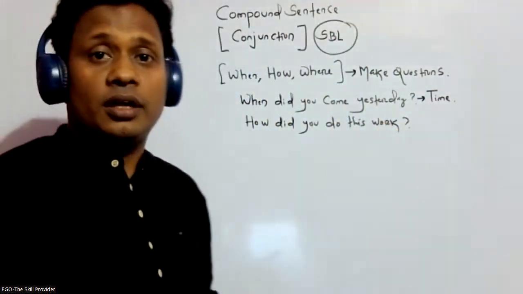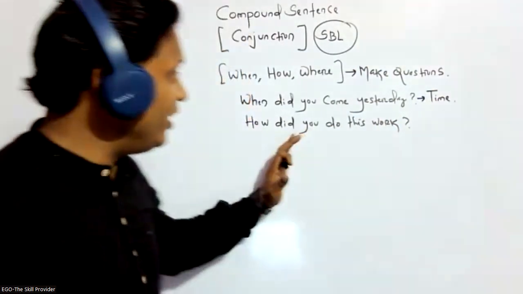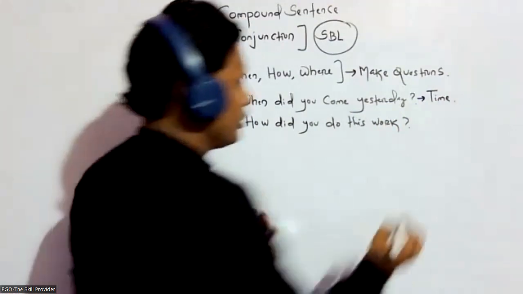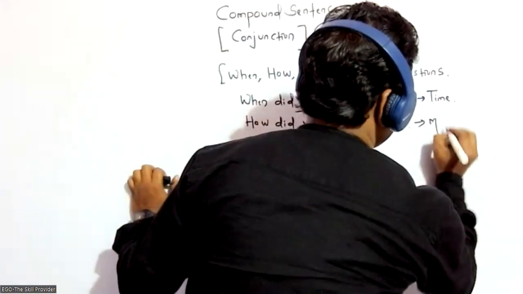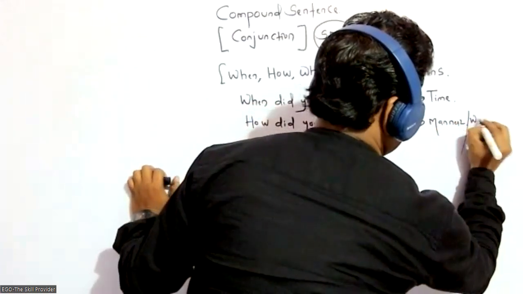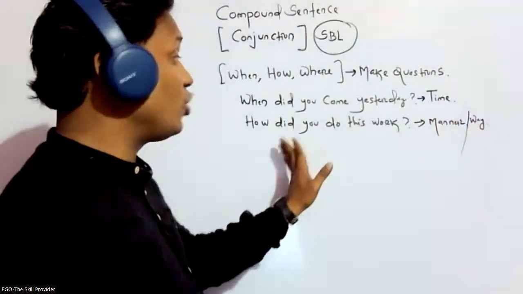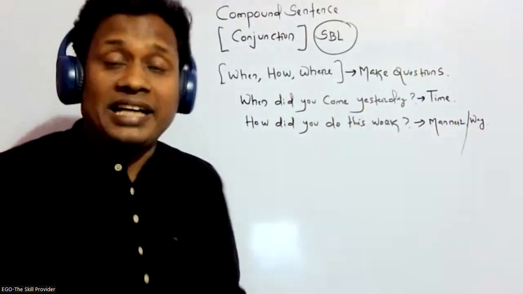How did you do this work? How did you come? How did you pass the exam? So here you are asking about the manner. Something has been done, you are asking about the manner or way. Apan kon way re chahunchanti jinchada heichi. You are asking like this. How did you pass the exam?